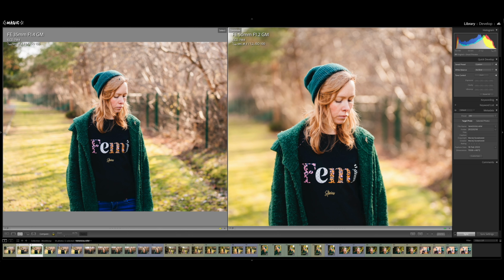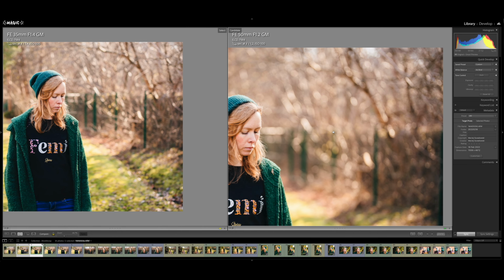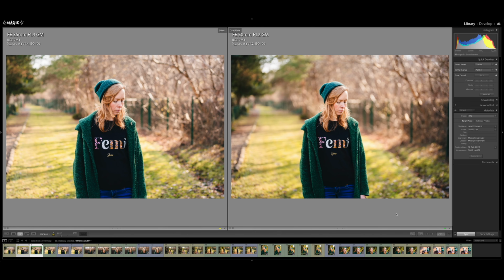The 50mm 1.2 gives us that dreamy effect. The bokeh is way more blurred, smoother, and everything is just more soft in this image, but not the subject that we focused on. It's sharp on both the 50mm 1.2 and the 35 in crop mode.